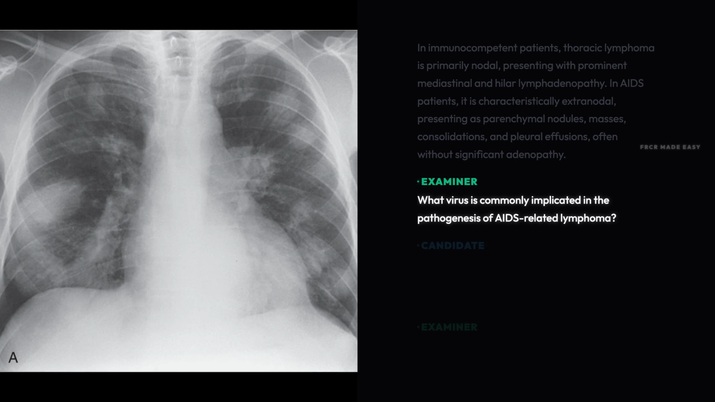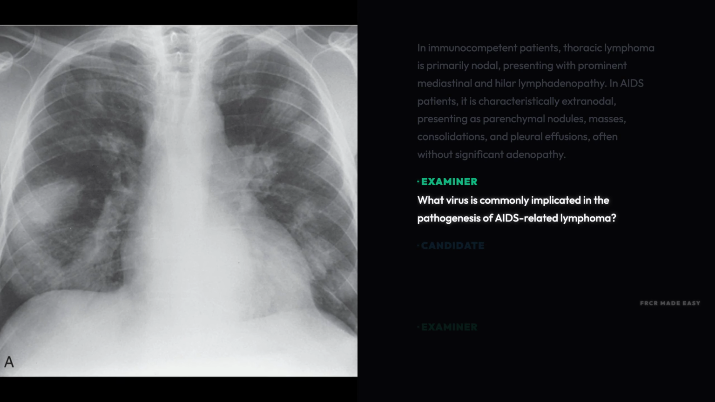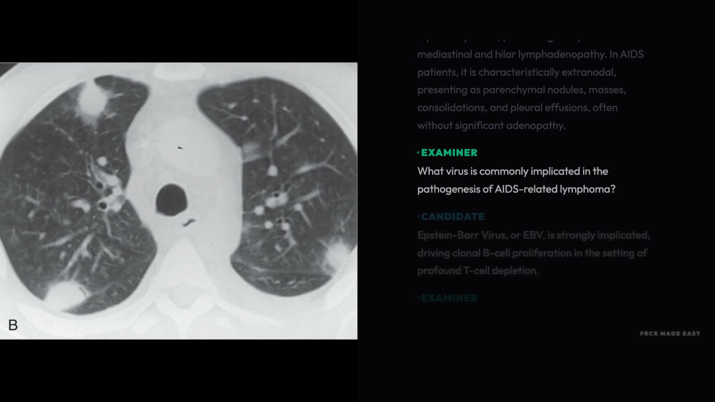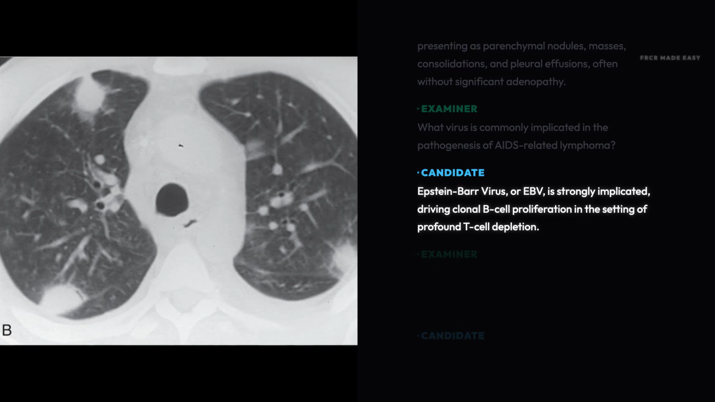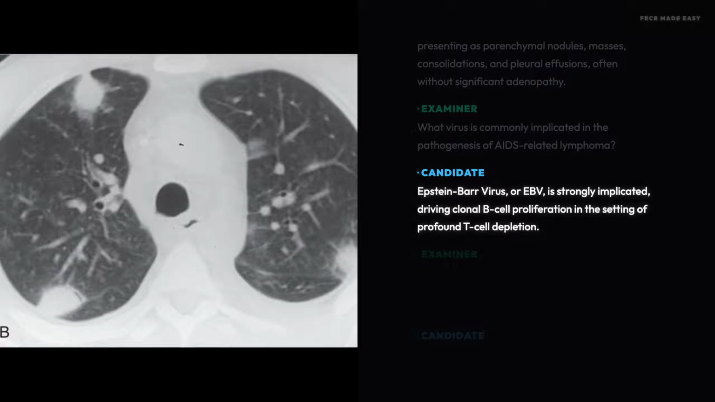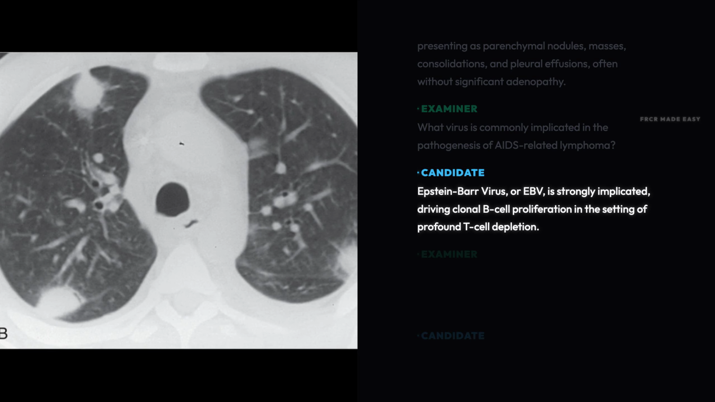What virus is commonly implicated in the pathogenesis of AIDS-related lymphoma? Epstein-Barr Virus, or EBV, is strongly implicated, driving clonal B-cell proliferation in the setting of profound T-cell depletion.